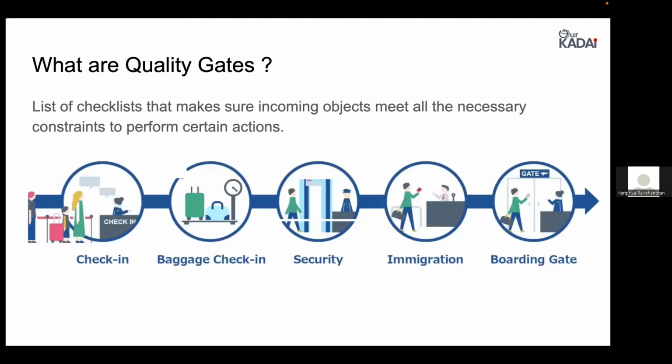So let's take an example of an airport. When we are going to board a flight, we go through a number of checks in the airport. First is the check-in, where we are checked for our documents, and then we go through baggage check-in, where the weight of the baggage is checked, and then a personal security check so that we don't carry anything harmful. And again, we go inside for the immigration check, where our passports and immigration documents are checked. And finally, we go to our boarding gate, which allows us to board the flight.